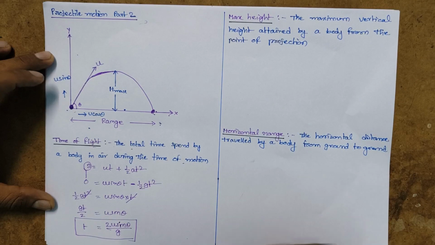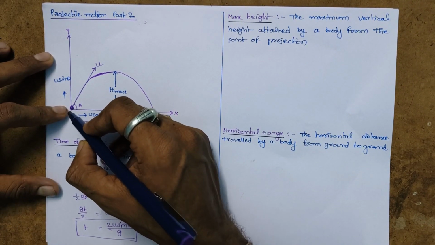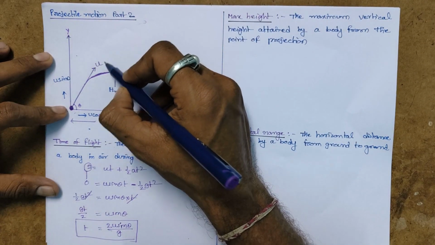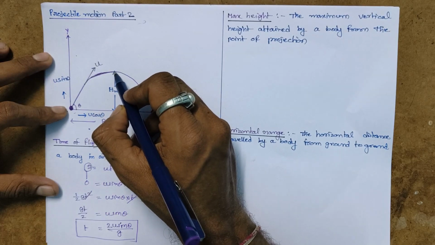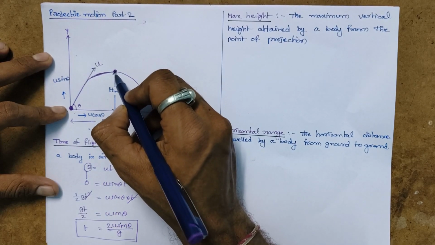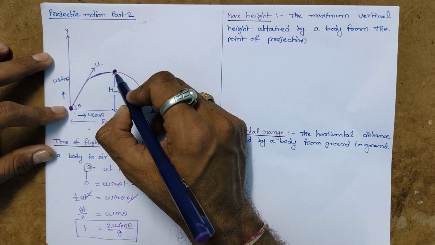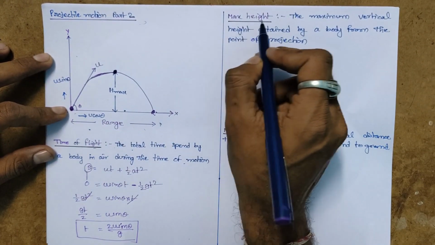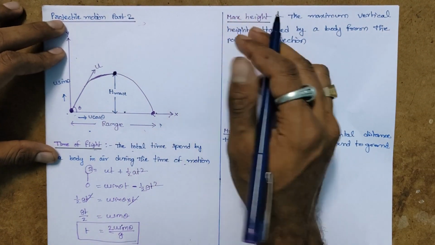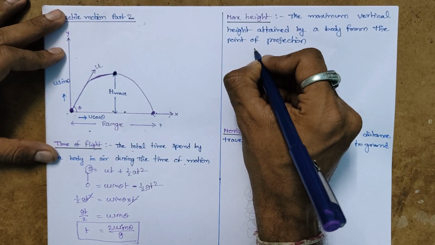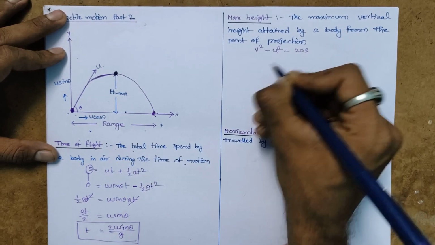Coming to the maximum height. So look at this diagram again. This is the initial position of the body. We are projecting with some initial velocity u. Because of that, the body is moving in a trajectory path and the particle reaches exactly here. Okay. So the height from the ground to the highest point is called the maximum height, isn't it? So to calculate the maximum height, we will use the third equation of motion, that is v square minus u square is equal to 2as.